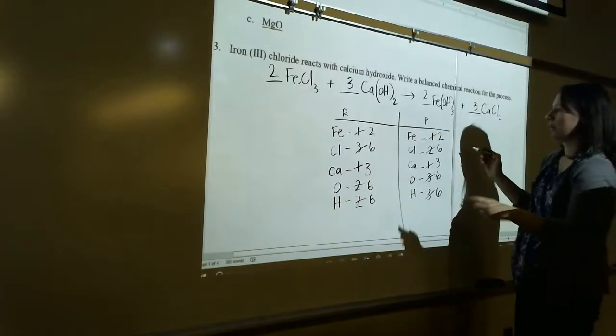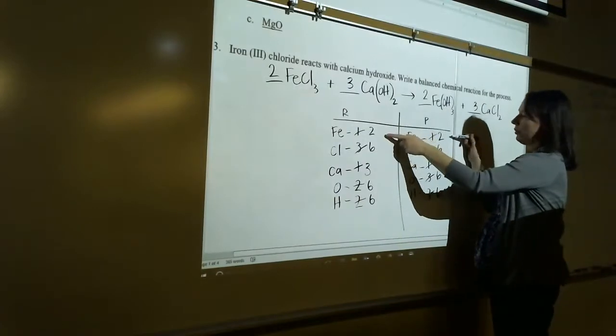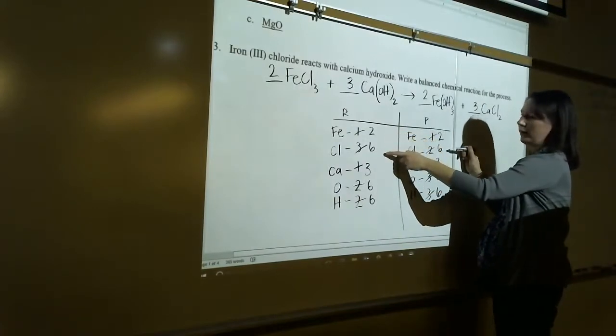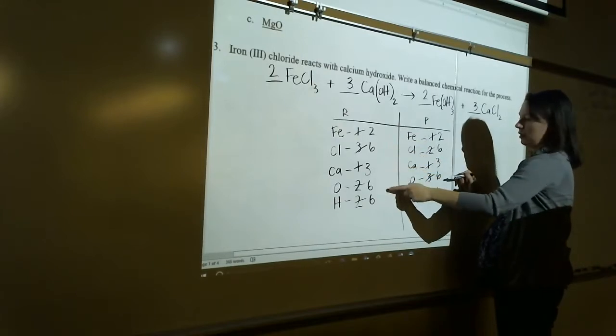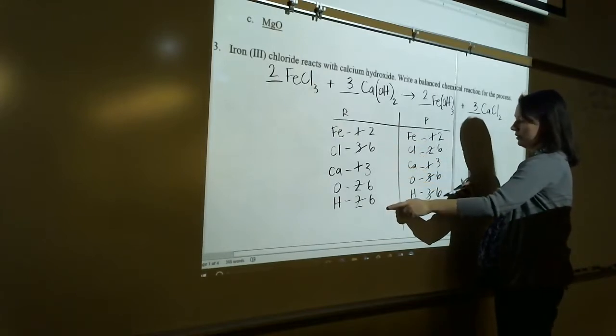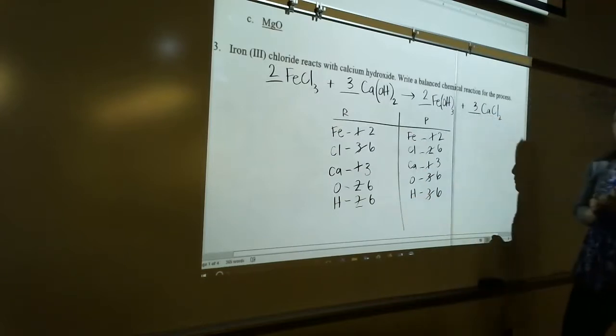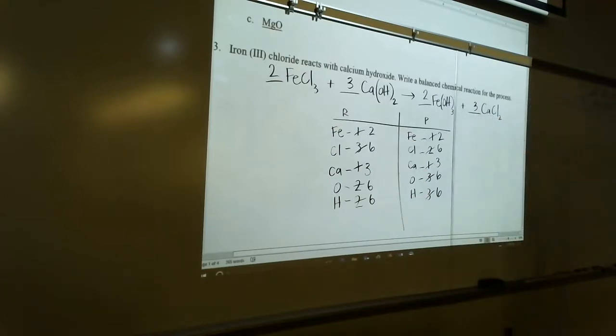So now reading straight across, 2 irons on both sides, 6 chlorides on both sides, 3 calciums on both sides, 6 oxygen, 6 oxygen. So my final coefficients are 2, 3, 2, 3. Questions on number 3?